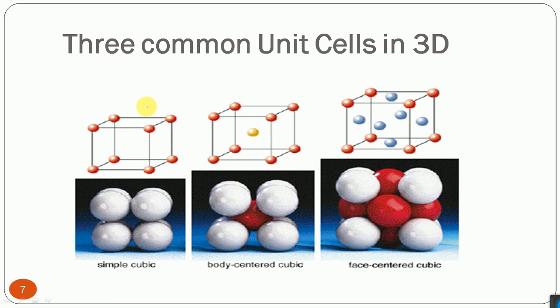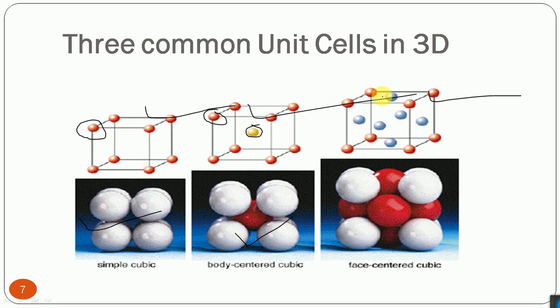Now, there are 3 different unit cells in 3 dimensional crystallographic geometry. Look at the first one. This is simple cubic. Here, all the bases are placed at the lattice points at the corners of that simple cube. Now, in body centered, along with the points at the corners, there is a point at the center of the body. So it is a body centered cubic.